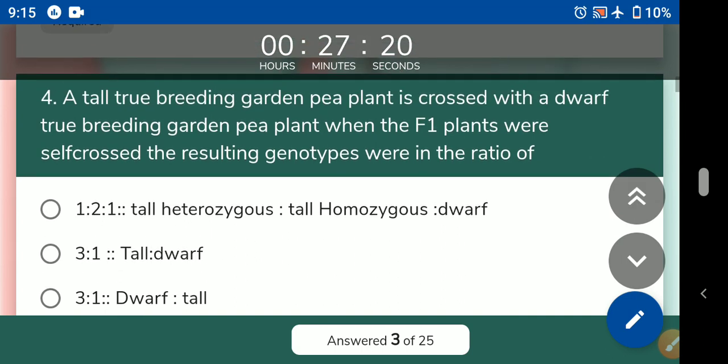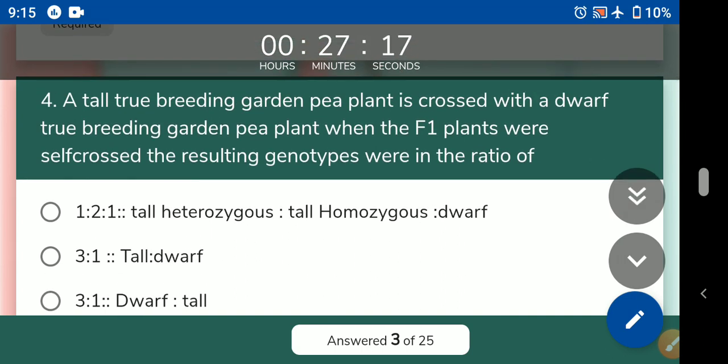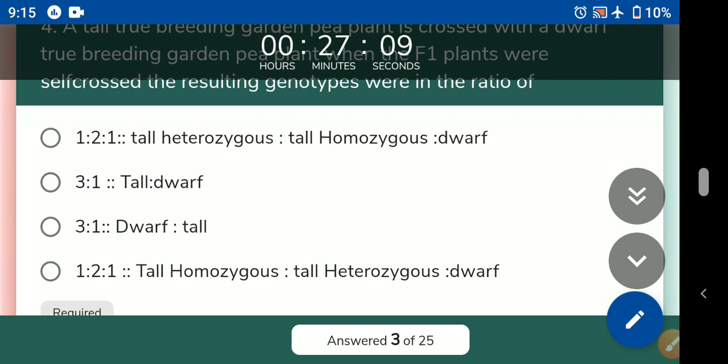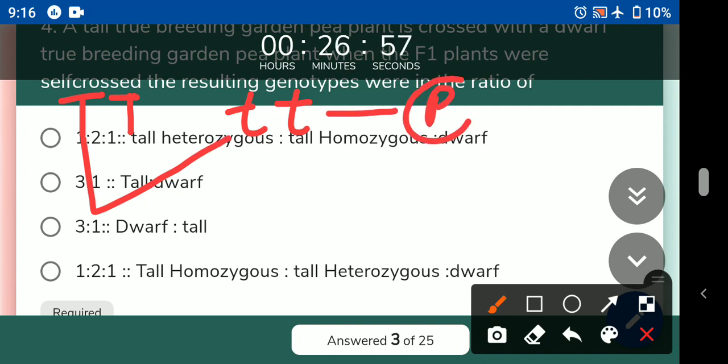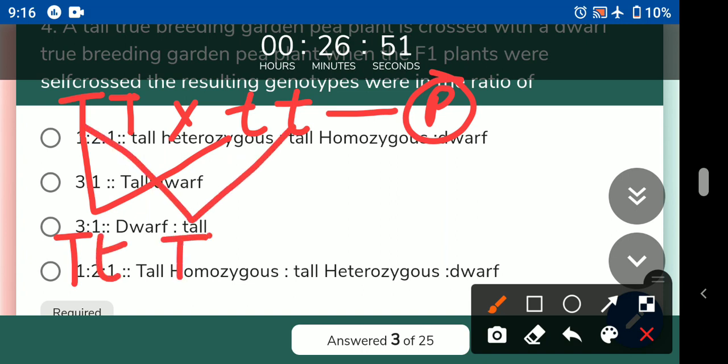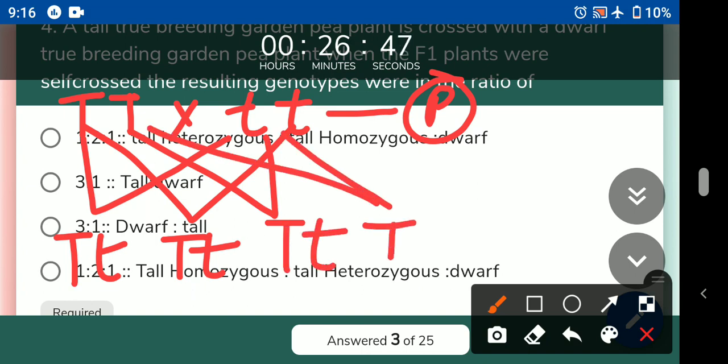Next question is, a tall true breeding garden pea plant is crossed with a dwarf true breeding garden pea plant. When the F1 plants were self-crossed, the resulting genotypes were in the ratio of. Let's see how we can do this question. First condition is homozygous tall crossed with homozygous dwarf. This is the parent generation. You have to mention this is a cross. This one is capital T, capital T, and small t, small t. This is the F1 generation. In F1 generation, we have all heterozygous tall.